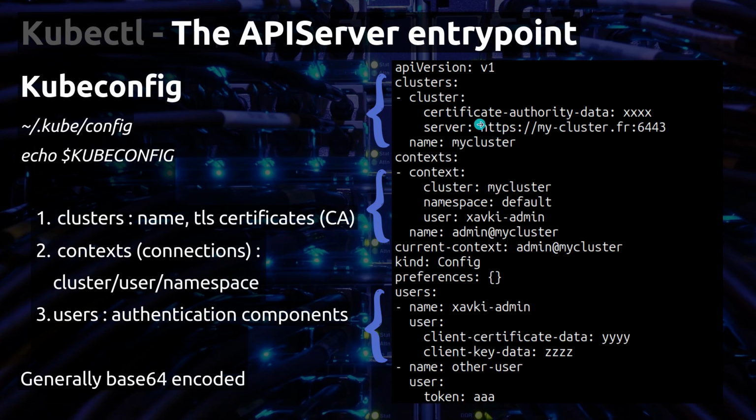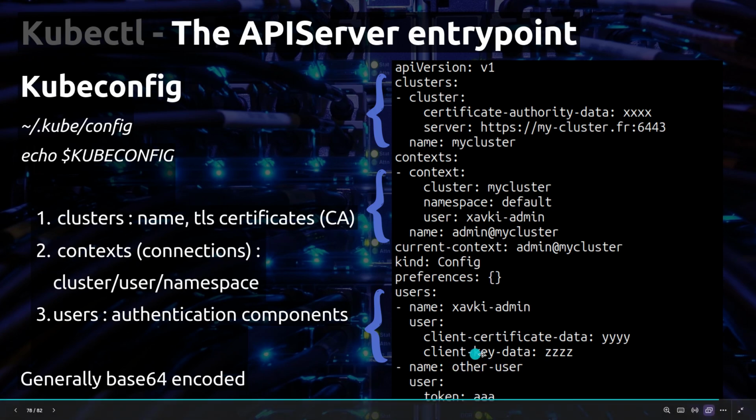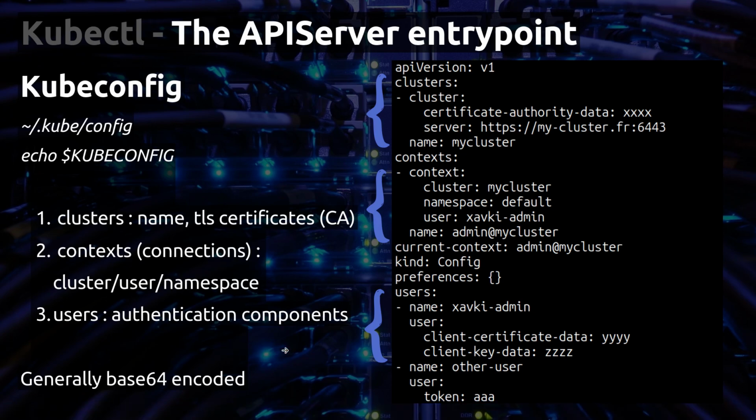And each certificate, for example certificate authority data, client certificate data and client key data, is generally encoded in base64.